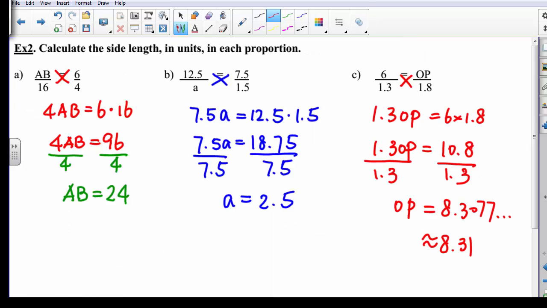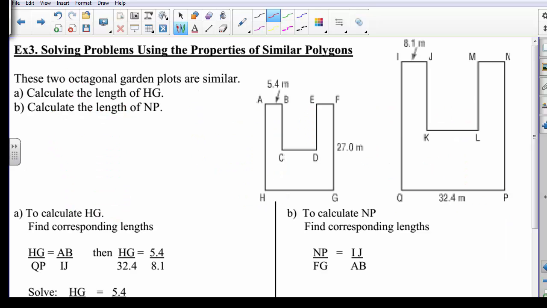If we know how to find the missing length in a proportion, we will use this concept to solve example 3, solving problems using the properties of similar polygons. Right now, there are two octagonal garden plots, and they are similar octagons. Let's calculate the length of HG and the length of NP. NP is here. These two sides need to be determined.